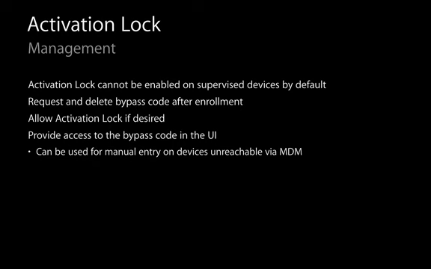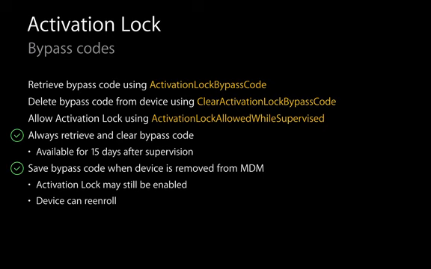We also recommend that once you retrieve that activation lock bypass code, you provide the administrator access to it in the UI, because it may be useful to be able to enter it manually on a device that, for whatever reason, is not currently reachable by the MDM server. There are 3 new MDM commands: to retrieve the code, to then delete it from the device so that no one can grab it off the device if they get physical access to it, and then, of course, to enable or allow the device to enable activation lock.